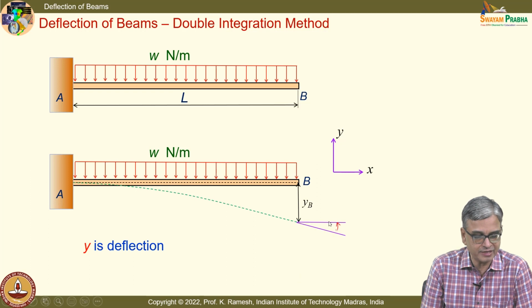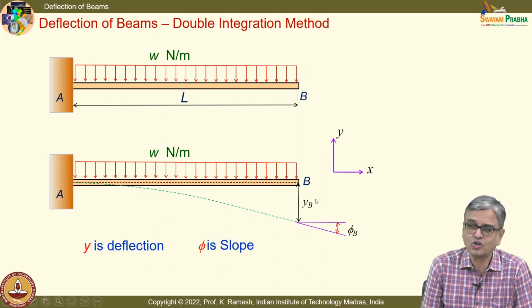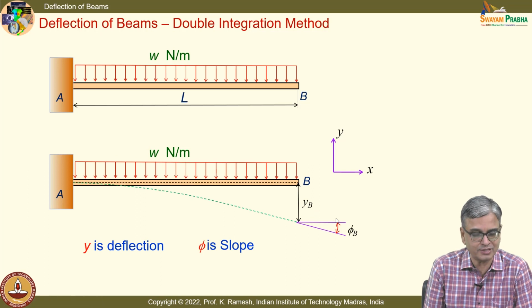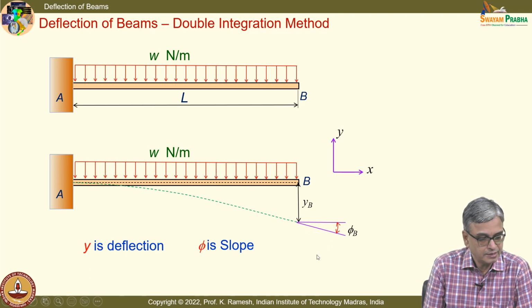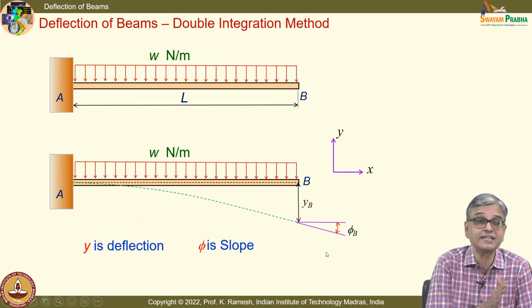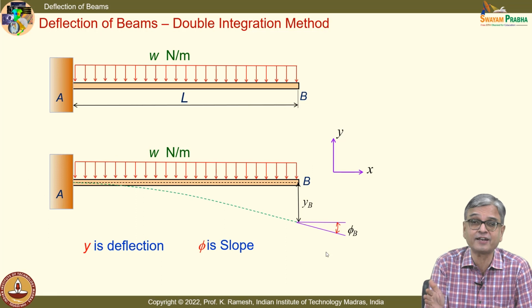I have deflection. See, some books call this as y, some books call this as v. Fine. So, you should be comfortable with any of the symbolism if you know the diagram. So, at the free end, I have a deflection as well as a slope, and we have already seen slope is nothing but what we learnt as rotation in our strain displacement relation. Fine.